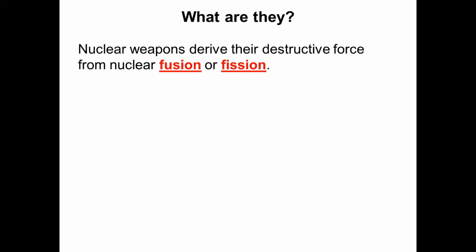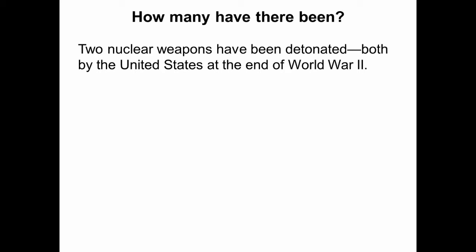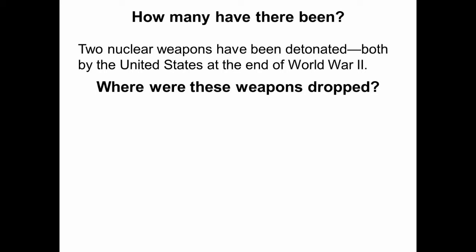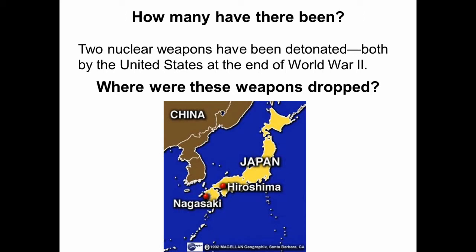What about atomic weapons? Nuclear weapons derive their destructive force from fusion or fission. How many have there been? Two nuclear weapons have been detonated. Both were by the United States at the end of World War II. The first atomic bomb ever dropped in a war situation was on Hiroshima, and then the second was on Nagasaki.